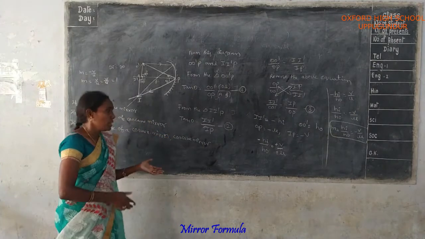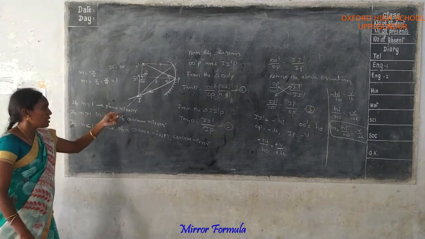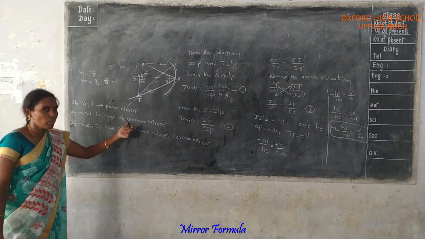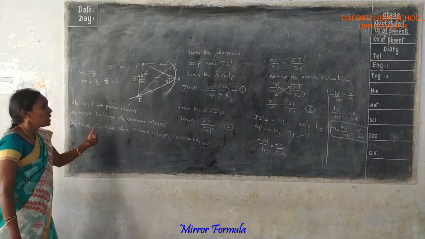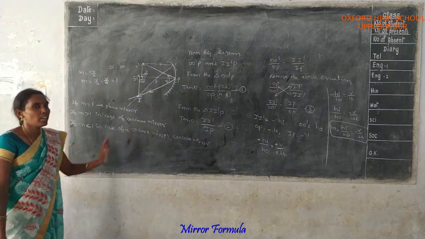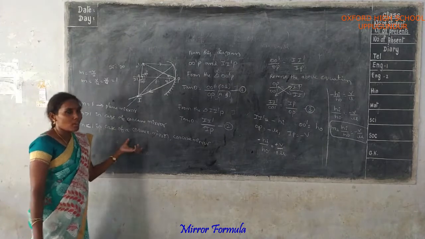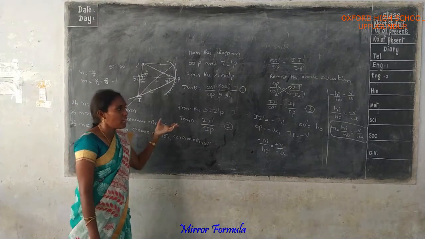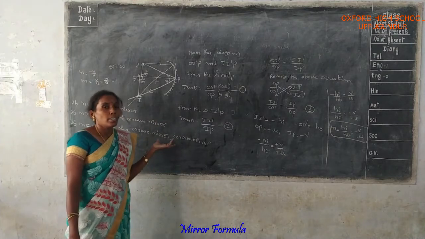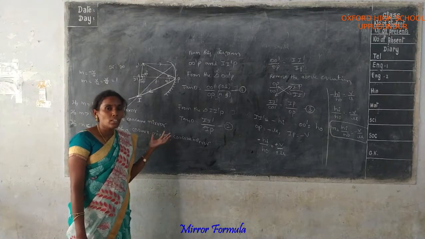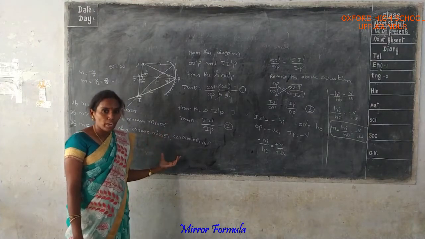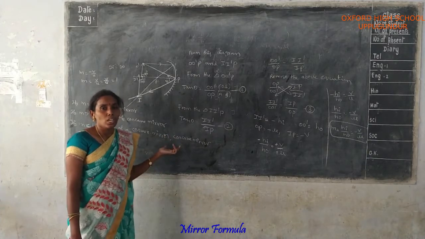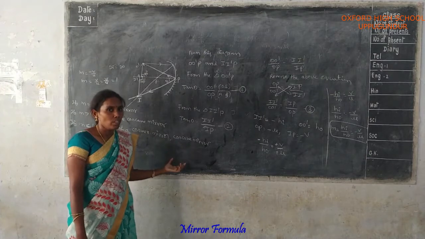Now, M is equal to 1 in the case of a plane mirror, M is greater than 1 in the case of a concave mirror, and M is less than 1 in the case of a convex mirror and concave mirror. This is about magnification. In this lesson, we have discussed magnification, the derivation of magnification, and the value of magnification in a plane mirror, a concave mirror, and a convex mirror.